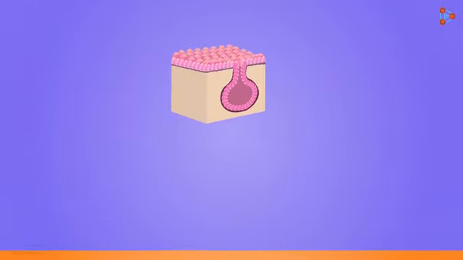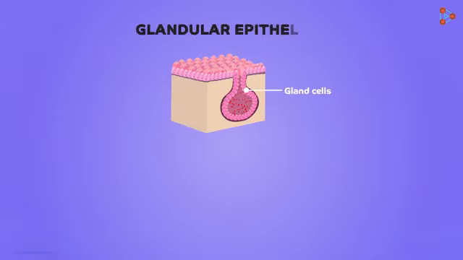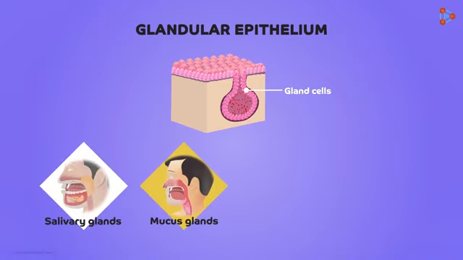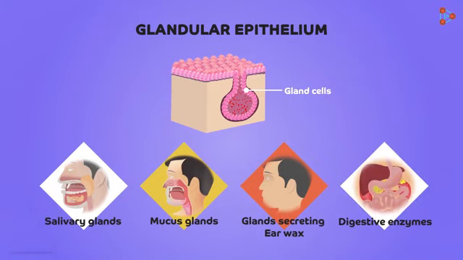glands. Lastly, we also find certain specialized modifications in these cuboidal cells. They attain the capacity to secrete important substances in the body. These are simply formed by inward folds in the cuboidal cells. The cells are called gland cells and the tissue is called glandular epithelium. So where will we find them? Yes, those parts involved in secretions like the salivary glands, mucus glands, glands secreting earwax, mammary glands, and also the glands producing digestive enzymes. Well, with this, we come to the end of the types of epithelial tissues.